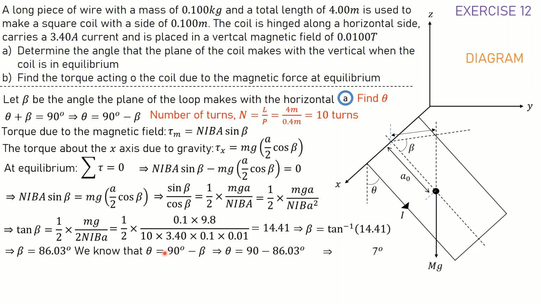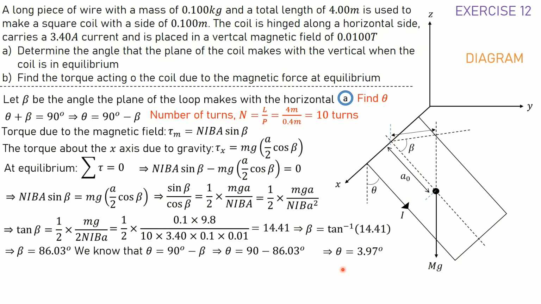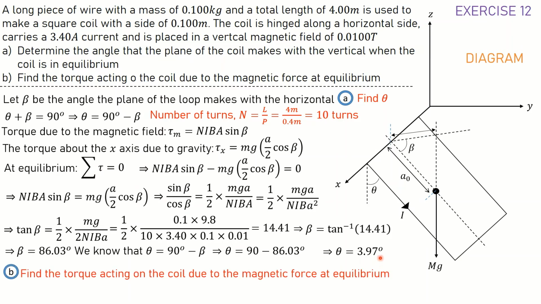But we are looking for theta, which is 90 minus beta, so we get theta, which is the angle that the plane of the coil makes with the vertical at equilibrium, to be 3.97 degrees.